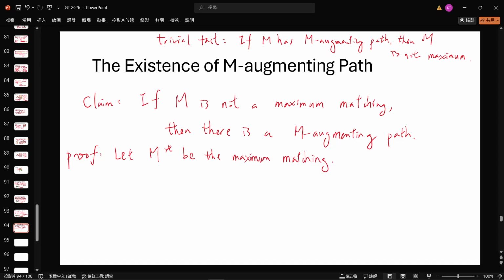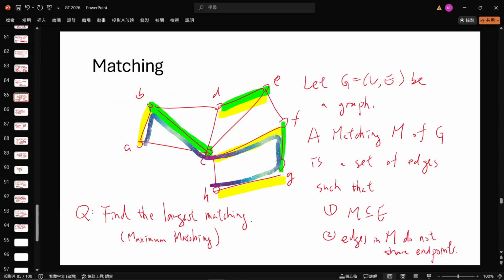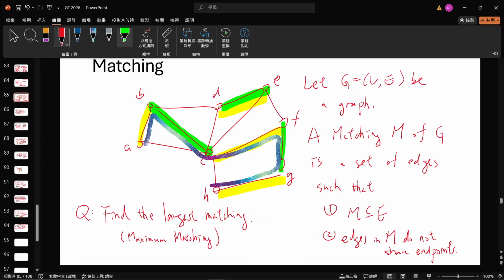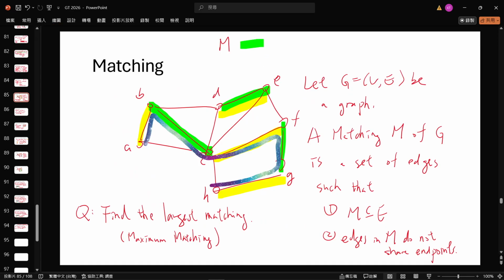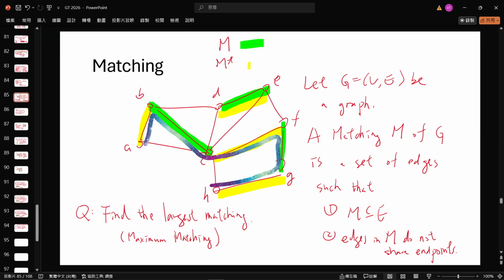Okay, so we're going to use M star to denote the maximum matching. So if we consider this example, then M is the green matching, and M star is the maximum matching. Okay. And we want to show you that I can use these two matchings to build an M augmenting path.